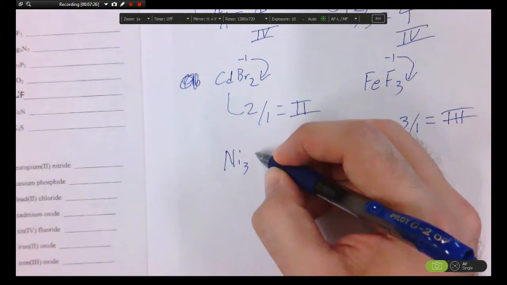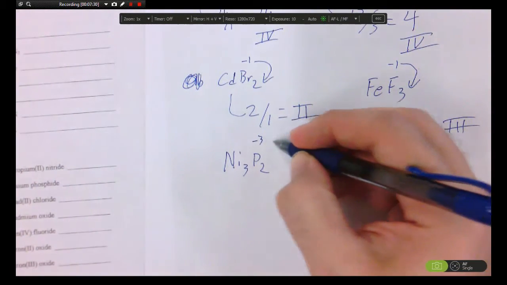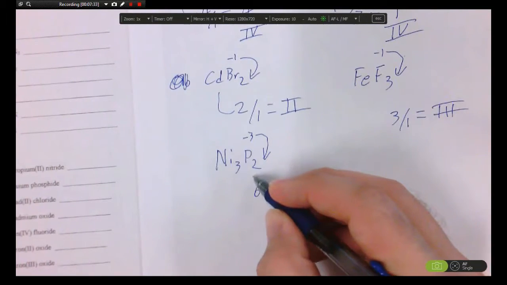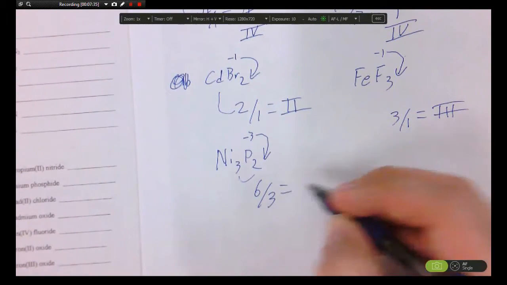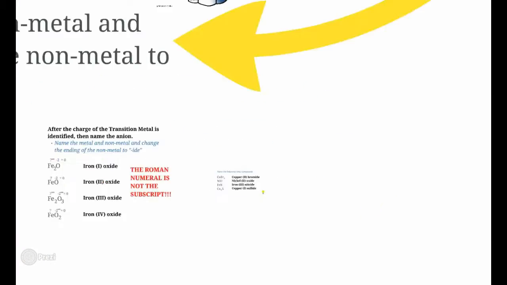So Ni3P2. All right. Charge of phosphorus is -3. Multiply that by 2. That is, divide it by the other guy, which is 3. See how easy that is now? Okay. That's where we left off.